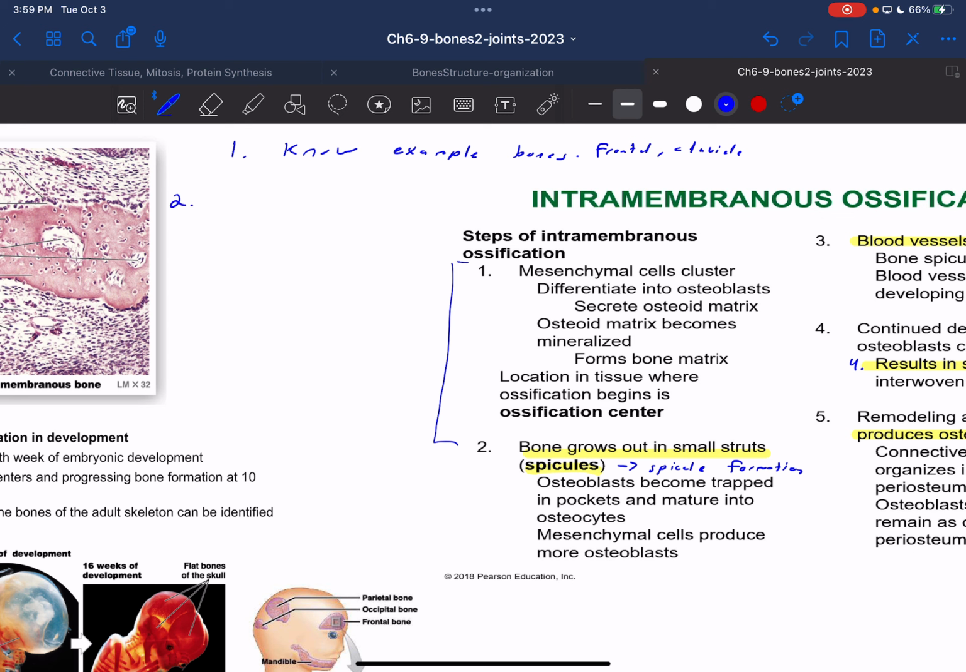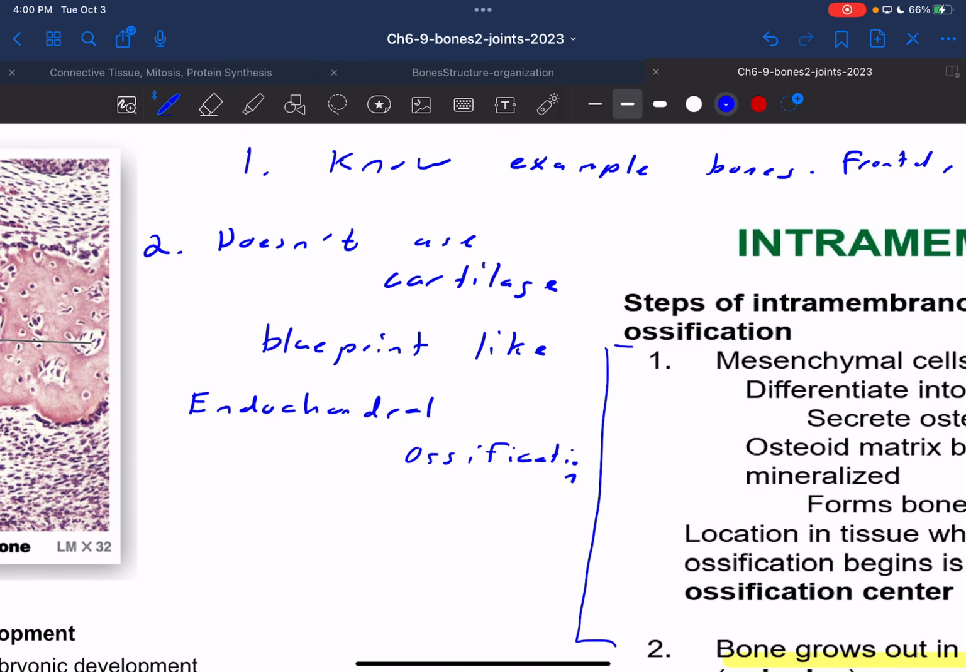And a big point of fact to know is that it doesn't use a cartilage blueprint like endochondral ossification, like the other process for long bones. That's a major take home out of this. Sorry, I ran out of space. Ossification. Doesn't use cartilage blueprint like endochondral ossification.